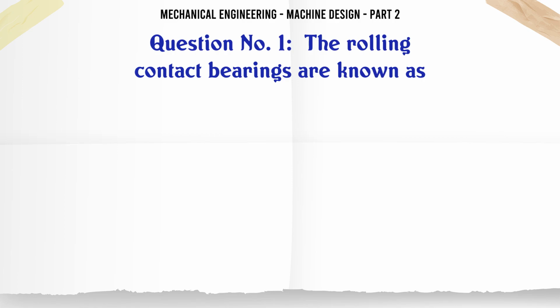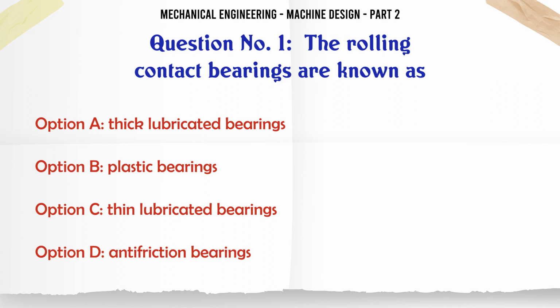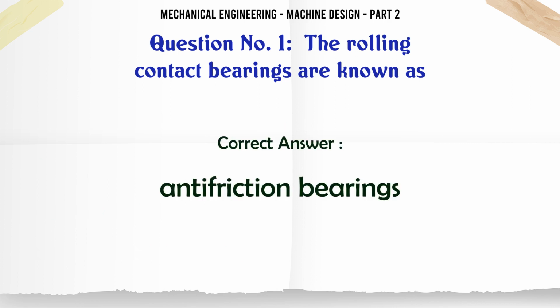The rolling contact bearings are known as A. Thick lubricated bearings, B. Plastic bearings, C. Thin lubricated bearings, D. Antifriction bearings. The correct answer is antifriction bearings.